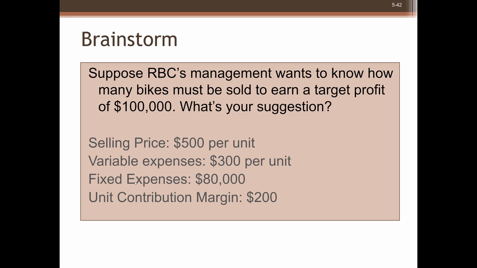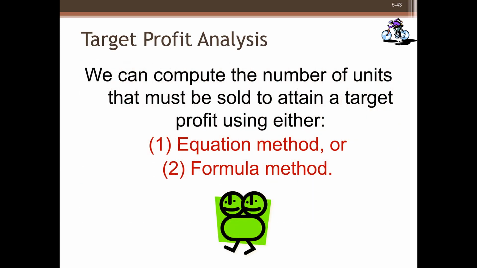All that information is the same as before. Selling price per unit, $500. Variable expenses per unit, $300. Fixed expenses, $80,000. Unit contribution margin, $200. We can calculate the number of units that must be sold to achieve our target profit using either the equation method or the formula method.